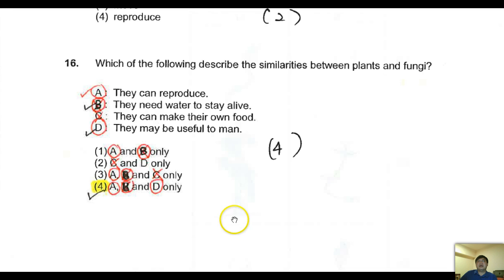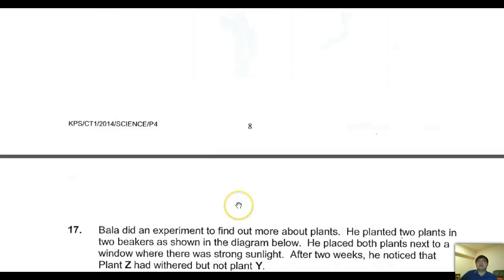Now, which of the following describe the similarity between plants and fungi? Right, a double check. A, B, and D is correct. C is wrong. Right, so both of them don't make their own food. Only plant. All right, not both. So any answer with A, B, and D is correct. This is only A and B, not right. Only 4 has A, B, and D, so they're correct. Next.